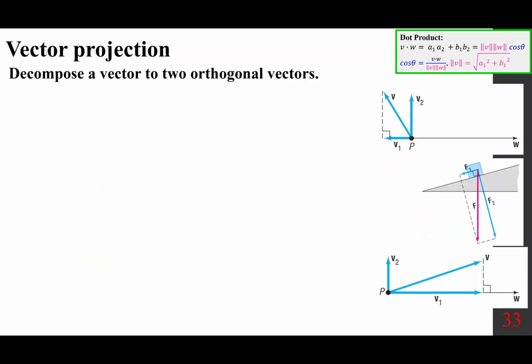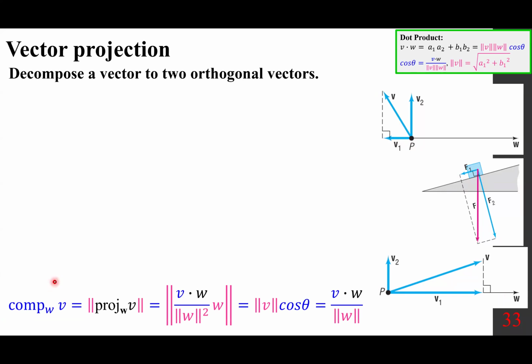Vector projection. Decompose a vector into 2 orthogonal vectors. So if you have a vector V, you want to cut it into 2 pieces that are orthogonal. So if you have this vector, orthogonal, this vector, orthogonal. That's the concept.